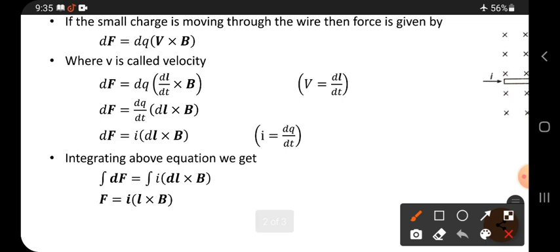So dF equals I dl cross B. Integrating the above equation, what happens? For integration, the differentiation cancels, and we get finally this equation.